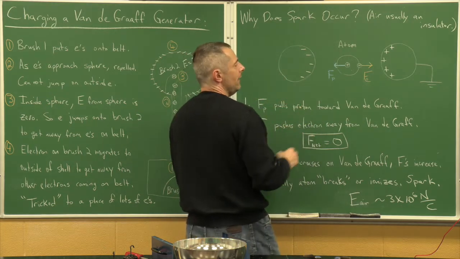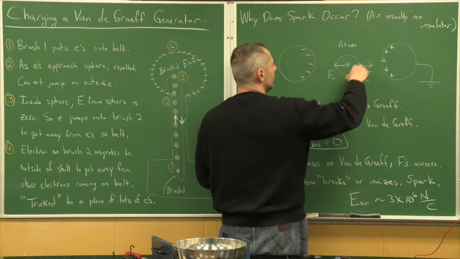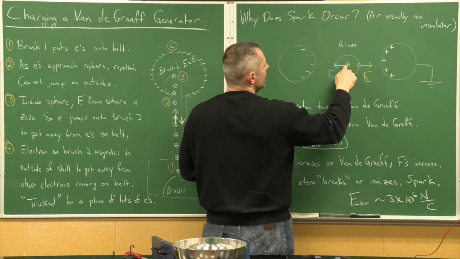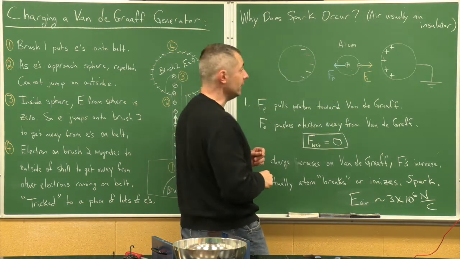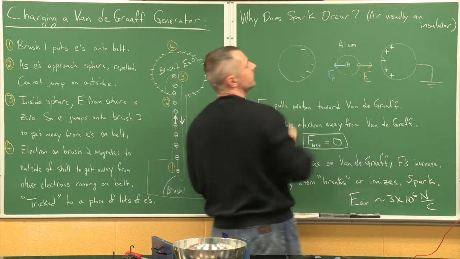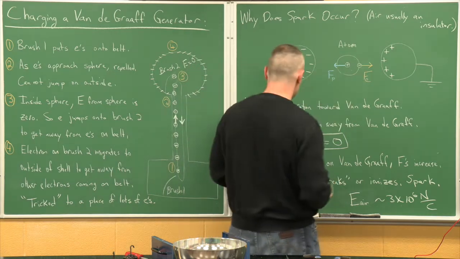Now, the air is made of atoms which have protons and electrons. The electrons are orbiting around the protons. The protons in the atom are attracted to this negative Van de Graaff generator. They feel a force like this. While the electrons are repelled away from this Van de Graaff generator, they feel a force like this.